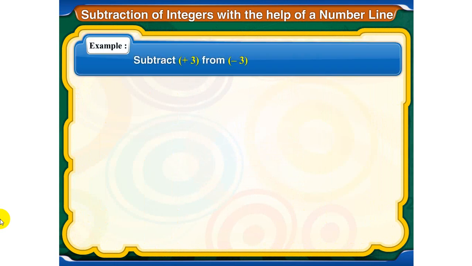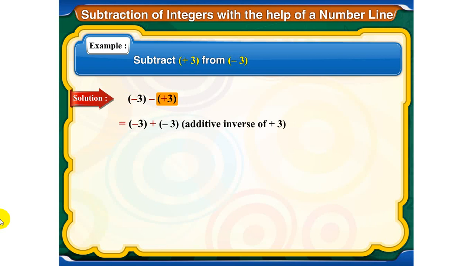Example. Subtract plus 3 from minus 3. Solution. Minus 3 minus plus 3 is equal to minus 3 plus minus 3, since it is the additive inverse of plus 3. So that is equal to minus 6.